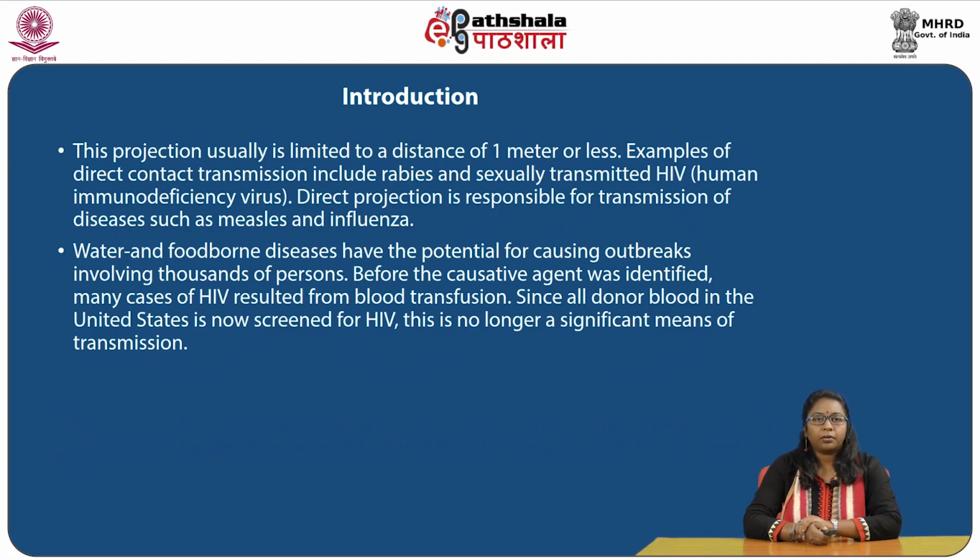Examples of direct contact transmission include rabies and the sexually transmitted infection HIV. Direct projection is responsible for transmission of diseases such as measles and influenza. Water and foodborne diseases have the potential for causing outbreaks involving thousands of persons. Before the causative agent was identified, many cases of HIV resulted from blood transfusion. Since all donor blood in the United States is now screened for HIV, this is no longer a significant means of transmission.